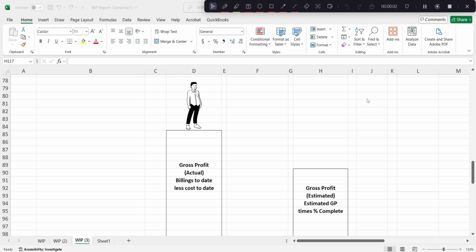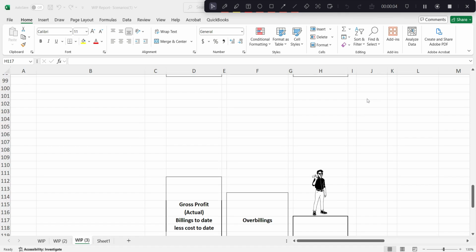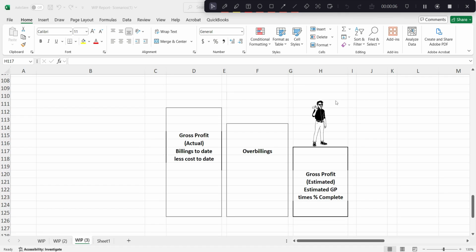So instead of just falling into the pit, overbillings help you get from the actual gross profit you were recognizing to the estimated gross profit. It gives you a platform to do so. It essentially acts as the vehicle to get you to that estimate amount that we had to recognize.